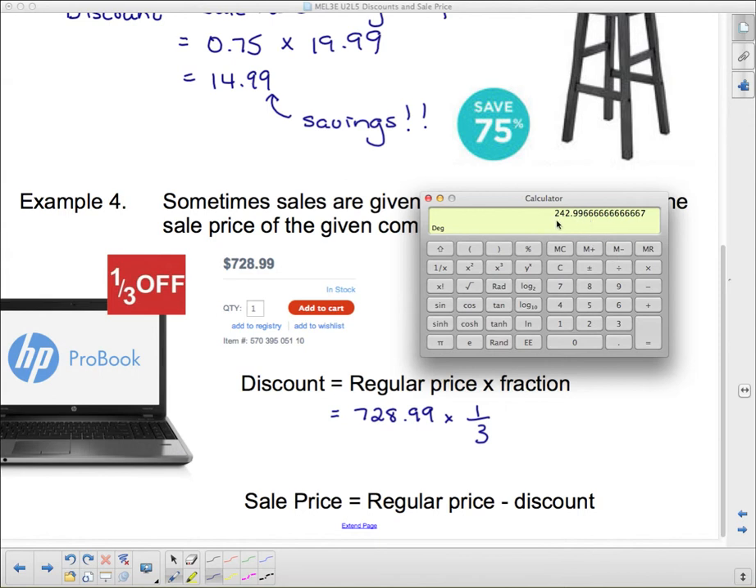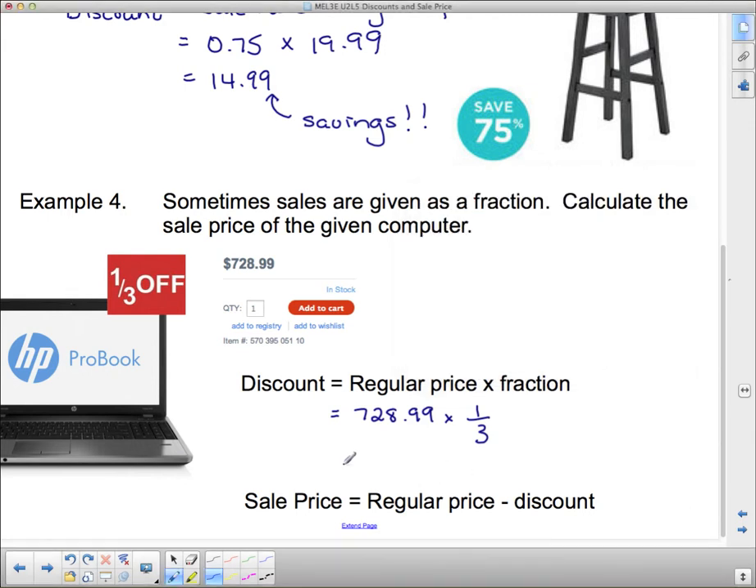And then this looks like $243 because, once again, I want to round it to this number. But this 6 is bigger than 5, which bumps this to 10, which bumps this to 10, which bumps this to a 3. So $243 is our discount.